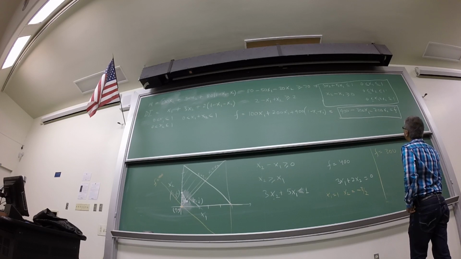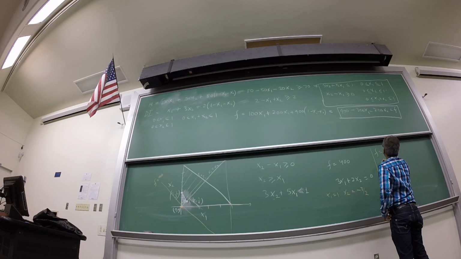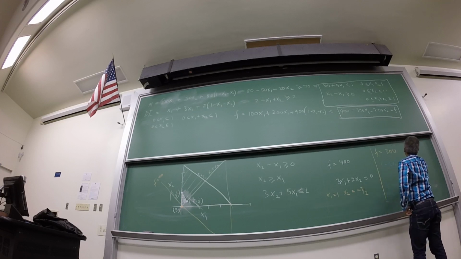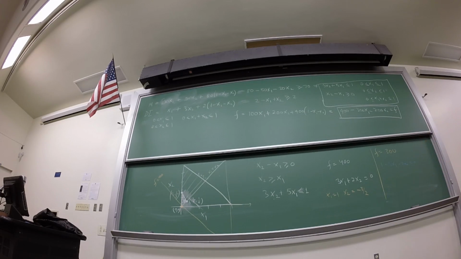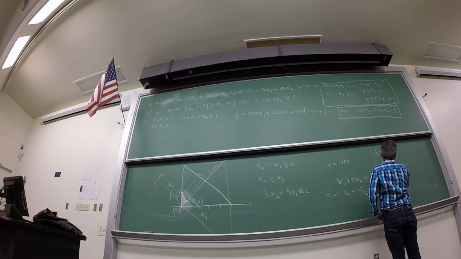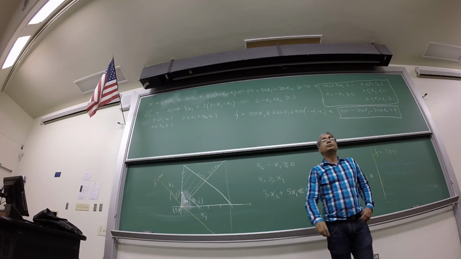Yeah, it's equal to 300, then you get 1 minus 3x1 minus 2x2 equals to 0, right? And therefore you get 3x1 plus 2x2 equals to 1, right?